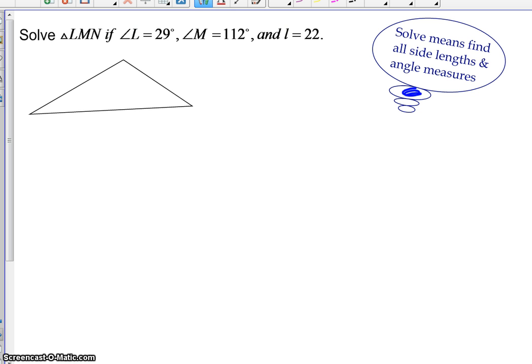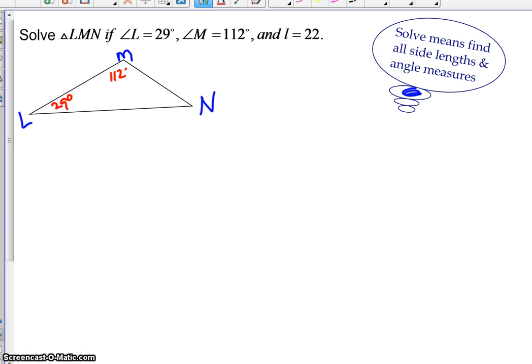What we have here, because we don't have a right angle, it does not matter what is L, what is M, and what is N. It makes sense to me to make M the obtuse angle here because they tell us that the measure of angle M is 112. So visually, this one looks right, but honestly, it doesn't matter, okay?